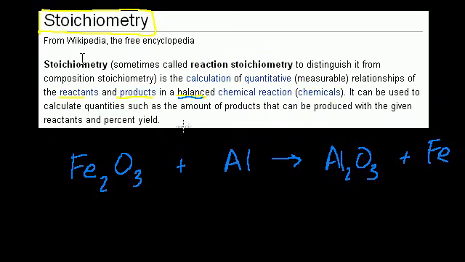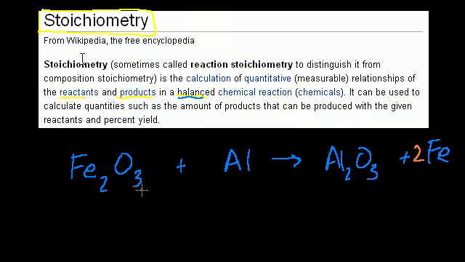A lot of stoichiometry problems, they'll give you a balanced equation, but I think it's good practice to actually balance the equations ourselves. So let's try to balance this one. We have 2 iron atoms here in this iron 3 oxide. How many iron atoms do we have on the right-hand side? We only have 1, so let's multiply this by 2 right here. Oxygen, we have 3 on this side and 3 oxygens on that side.